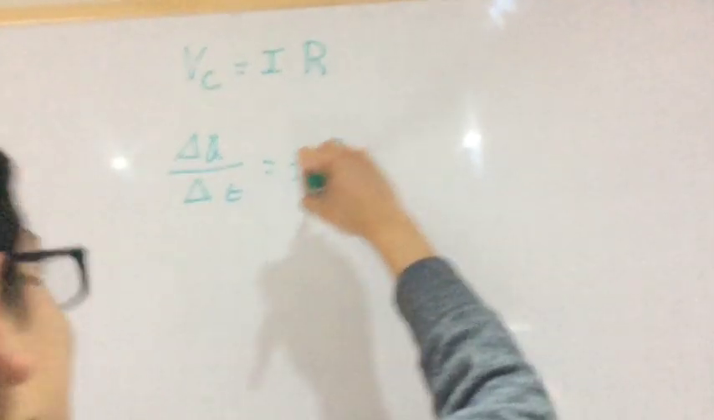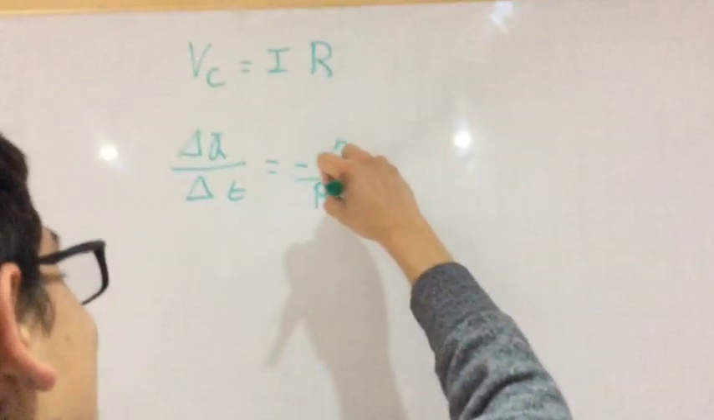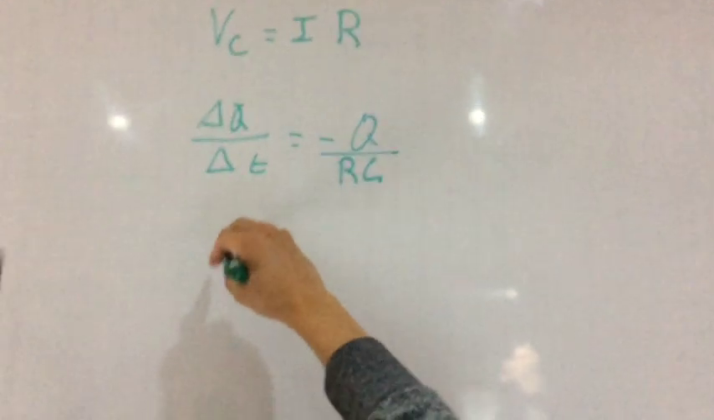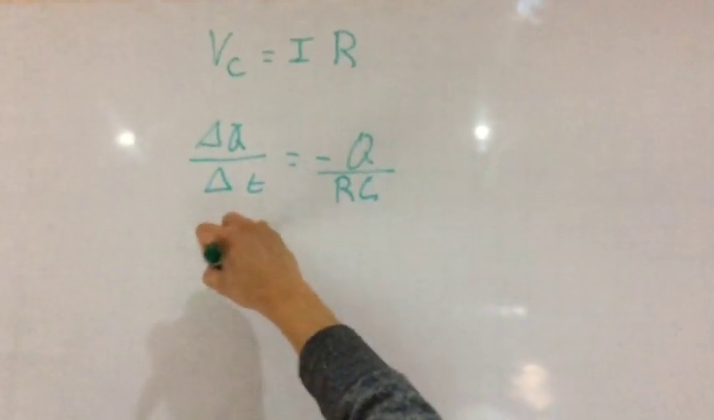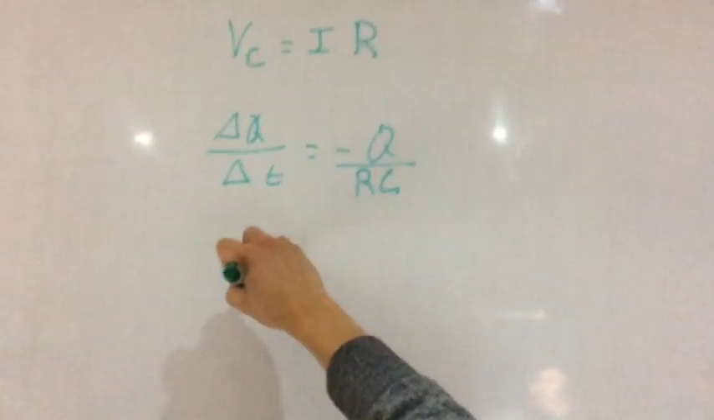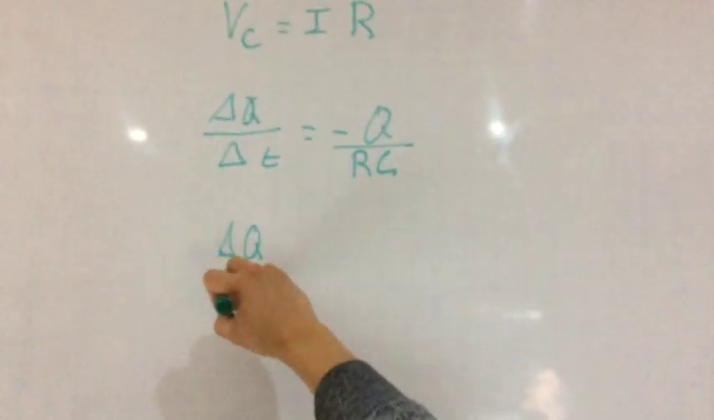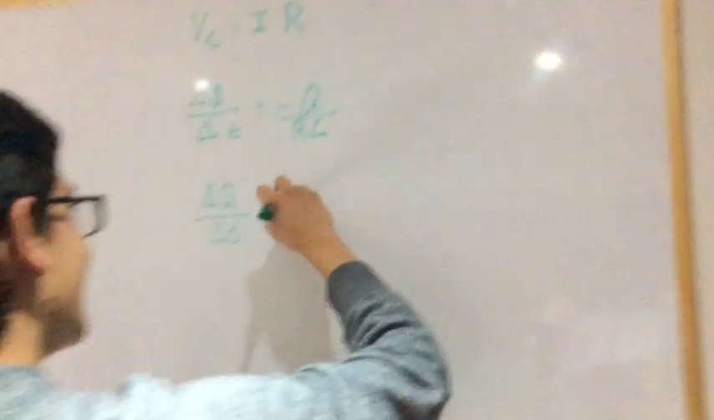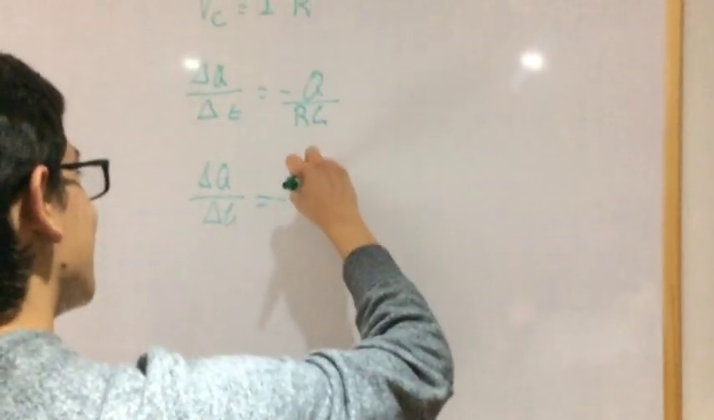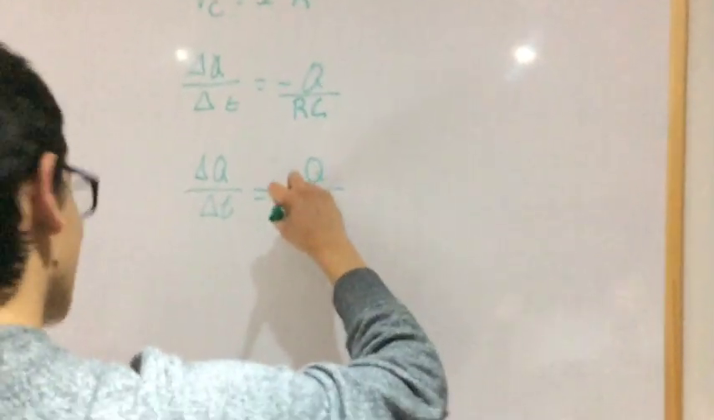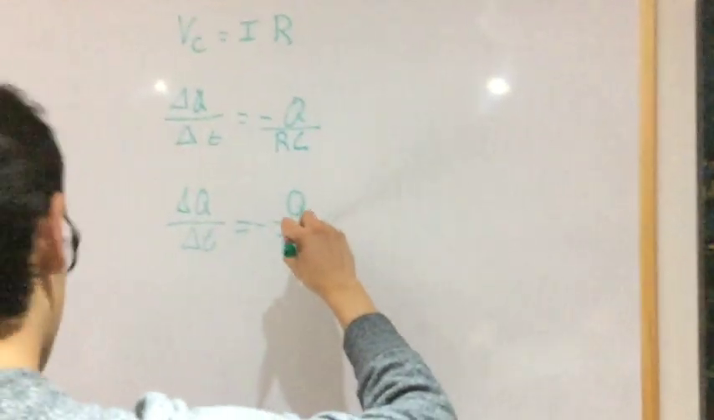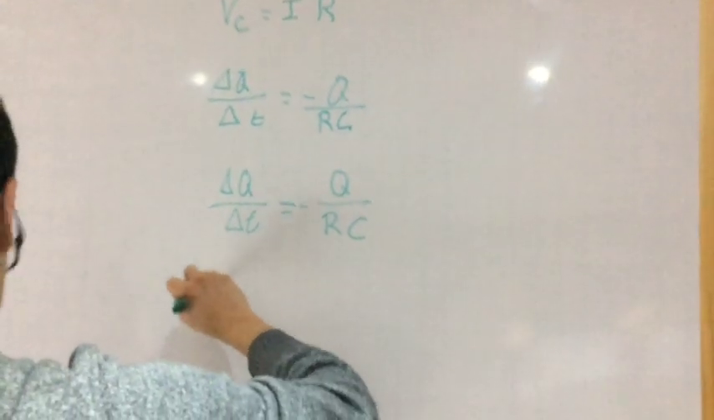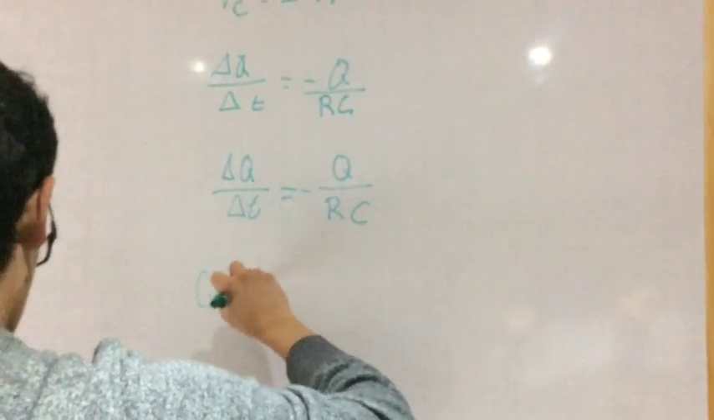Using the capacitance equation, capacitance is equal to charge over voltage, we can substitute the voltage of the capacitor, giving us that the rate of change of charge is equal to minus charge over resistance times capacitance. The minus sign is there because after any time interval the charge decreases. So change in charge is negative. The constant here is minus 1 over resistance times capacitance.